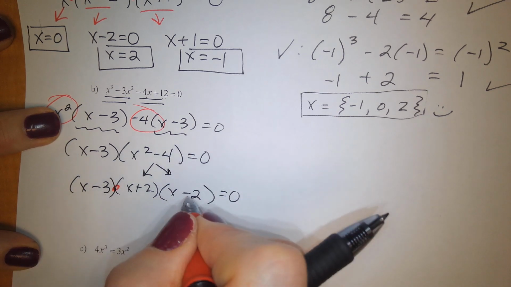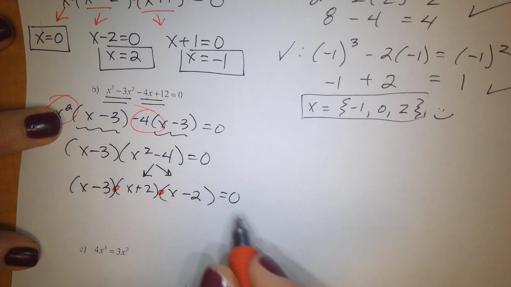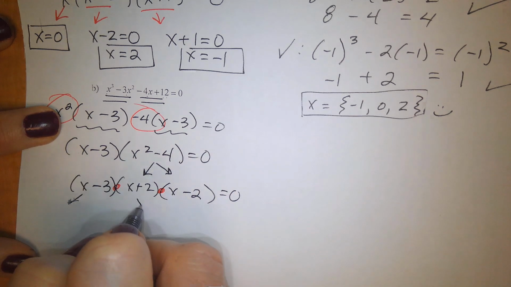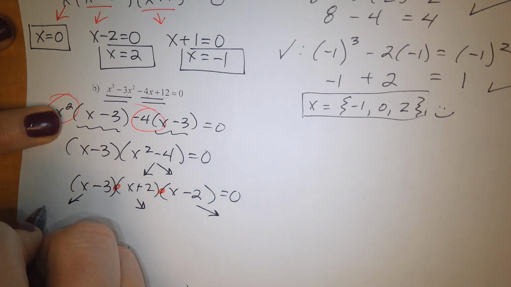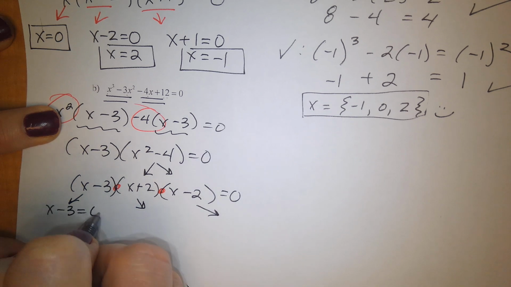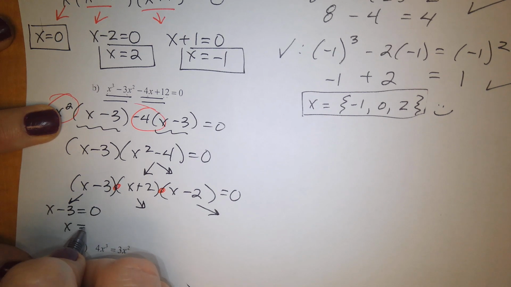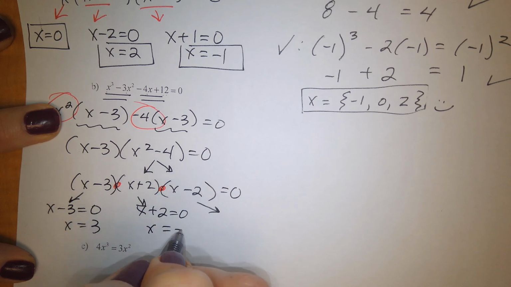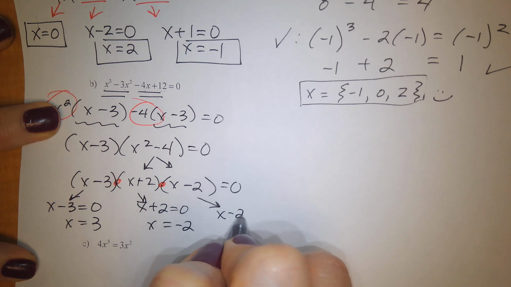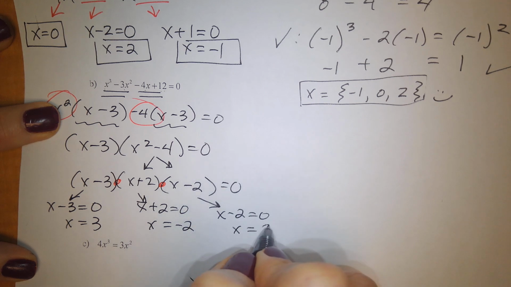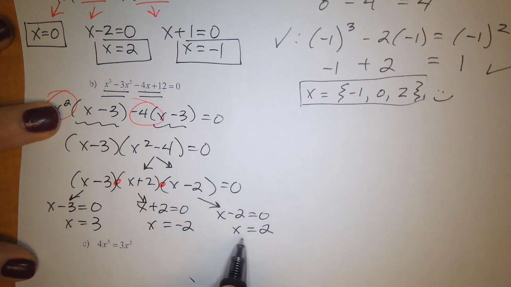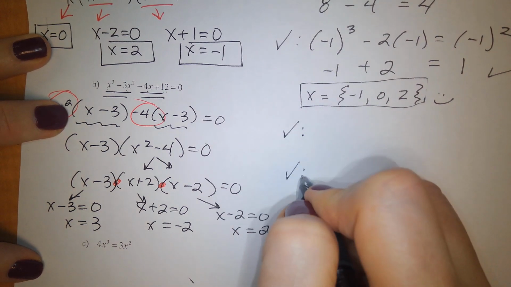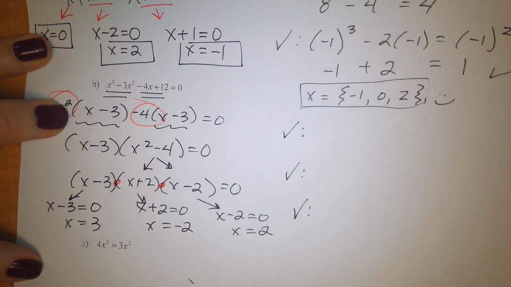Now the zero product property says I've got all three parts multiplied together to be 0. So I'm going to set each of these three parts equal to 0. So I could have x is 3, x is negative 2, or x is 2. So I have three possible solutions, of which I need to check all three possible solutions over here.